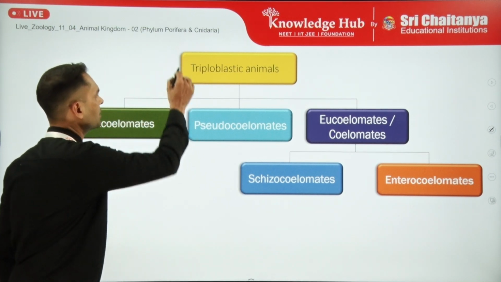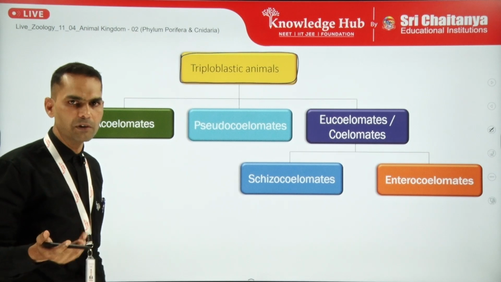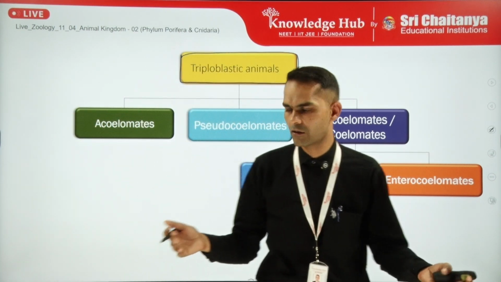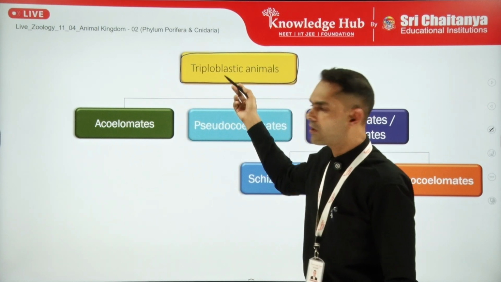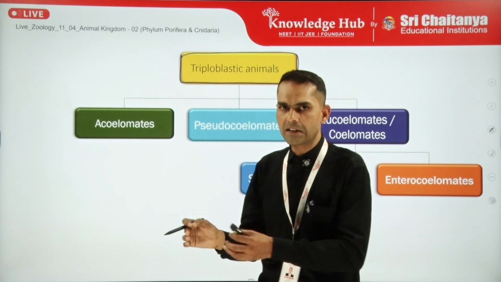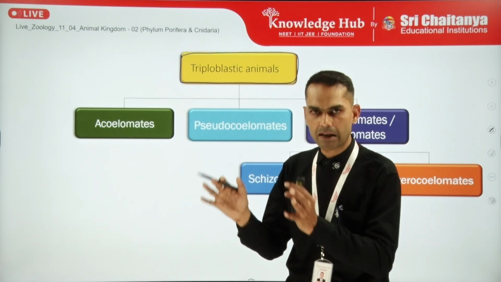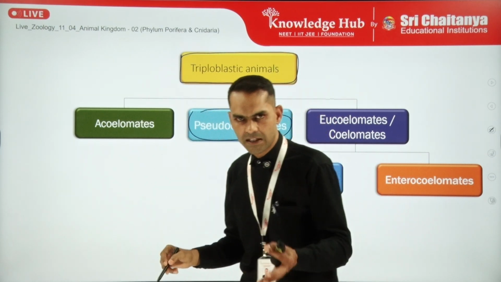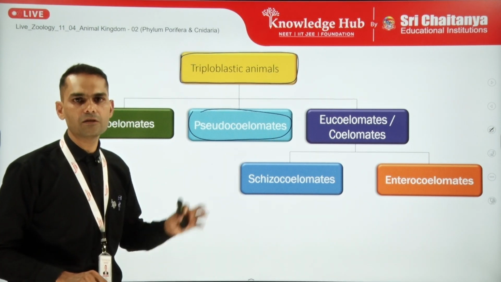If you see the triploblastic animals, why are we taking triploblastic? Because in diploblastic animals the mesoderm is absent, so there is no chance of categorizing them as coelomate or not coelomate. They will be acoelomate only. In triploblastic animals also, even if the third germ layer is present, some of them can still be acoelomate, for example platyhelminthes, and some could be pseudocoelomate, for example nemathelminthes, aschelminthes, nematodes, and the others can be categorized as eucoelomate.